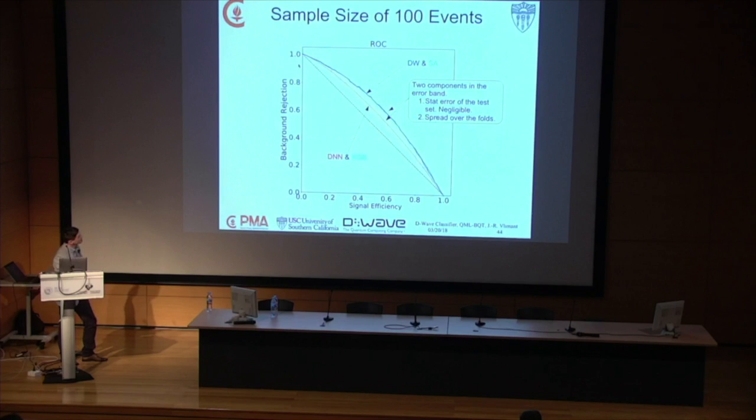And here, the light blue is all the way there, and there is some sort of advantage of using the QML method at very small sample size. Now, if you go to very large sample size, not surprisingly, the classical methods, the deep neural net and boosted decision tree, go over and win at that point. The spread over the folds reduces, where it's very deterministic what we get as a solution of the system. But still, it's not too far apart. But clearly there is no advantage of QML in this case.